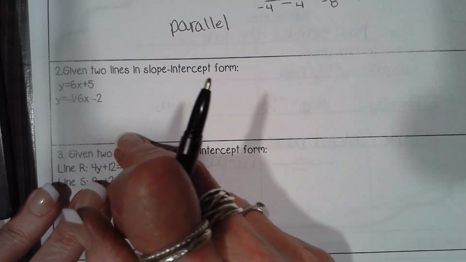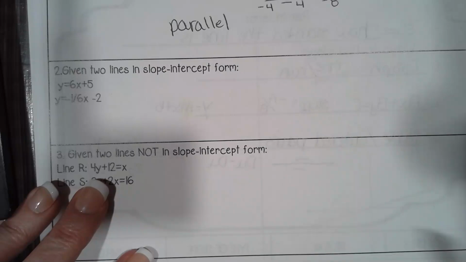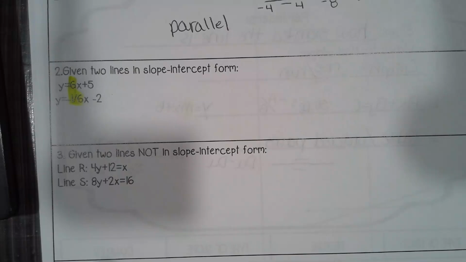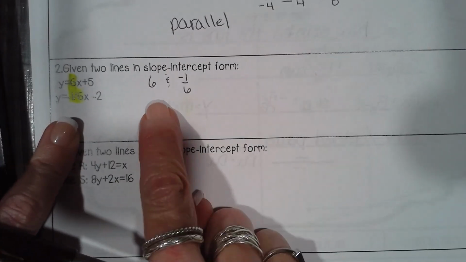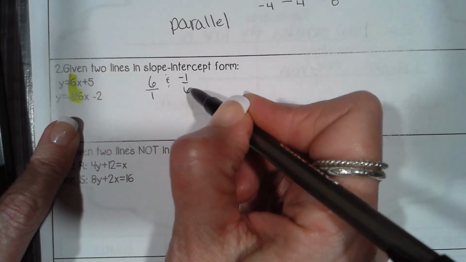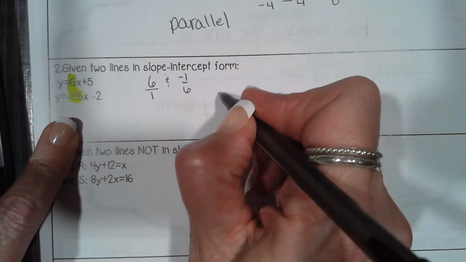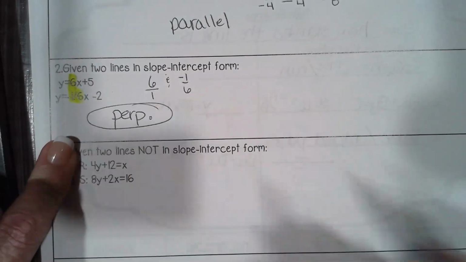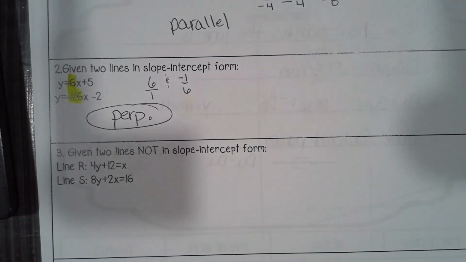Notice they're not giving us ordered pairs. They are giving us equations. And the equations are in slope-intercept form. So your slopes are here. Okay? So we've got a slope of 6 and a slope of -1/6. Basically 6 is the same thing as 6 over 1, and if I flip that, I get 1 over 6, and notice the signs are different. So these lines are perpendicular. And if you just want to write perp, that's fine. But those lines are perpendicular.